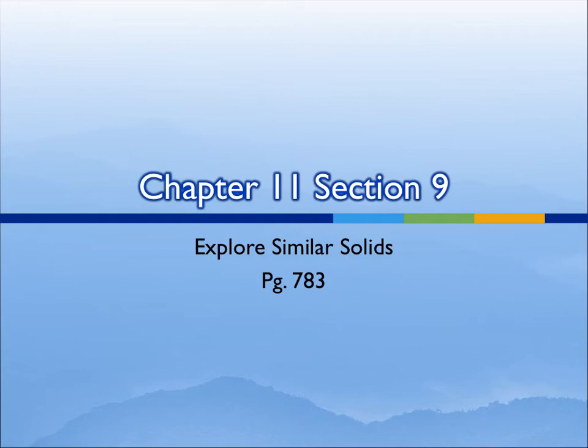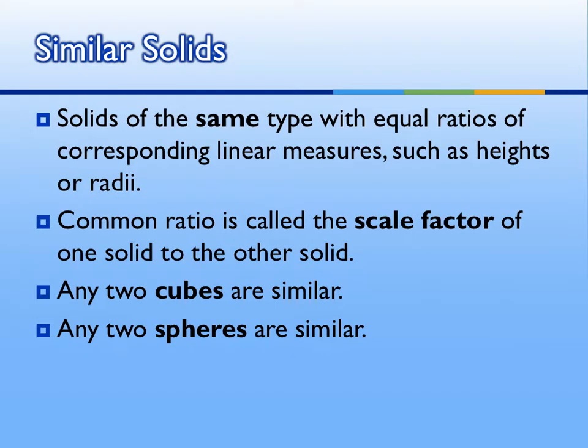In this lesson, chapter 11, section 9, we're going to be exploring similar solids. So we're going to be talking about similar figures. So on our first slide, we have solids of the same type with equal ratios of corresponding linear measures, such as their heights or their radii.